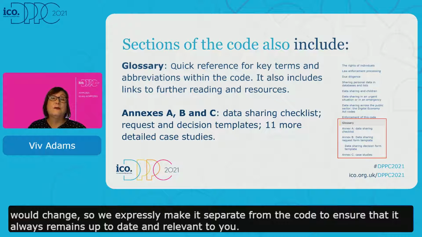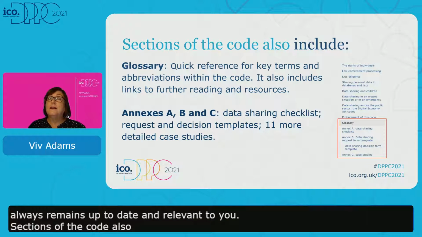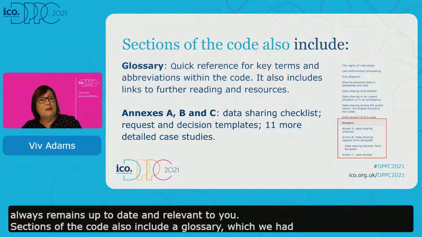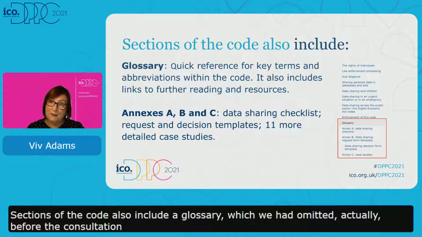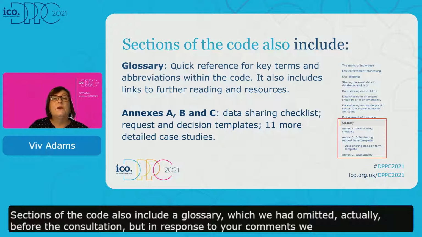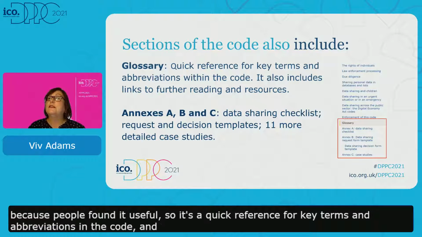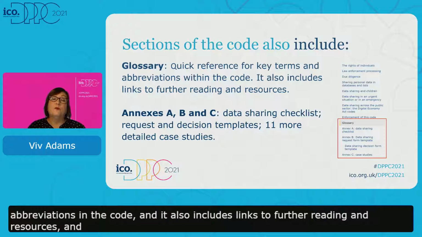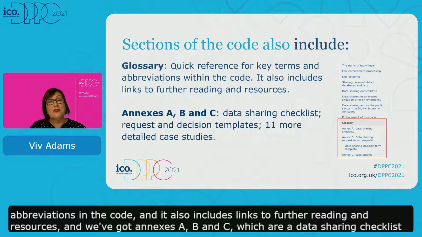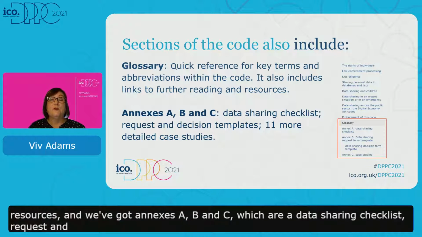Sections of the code also include a glossary, which we had actually omitted before the consultation, but in response to your comments, we reinstated it as people found it useful. So it's a quick reference for key terms and abbreviations in the code, and it also includes links to further reading and resources. And we've got annexes A, B and C, which are a data sharing checklist, request and decision templates, and 11 more detailed, longer case studies.